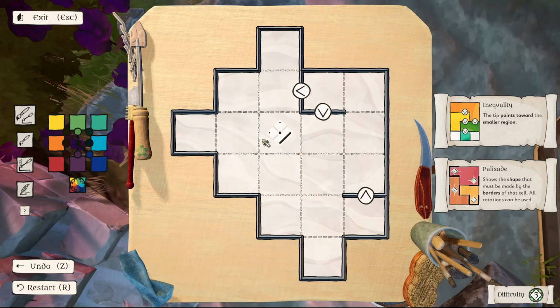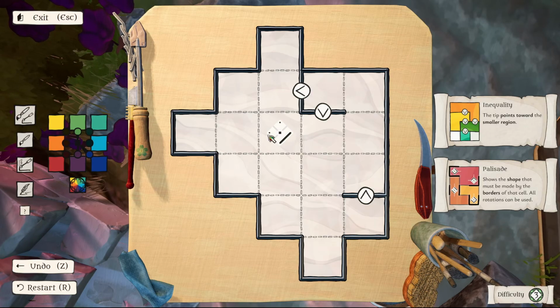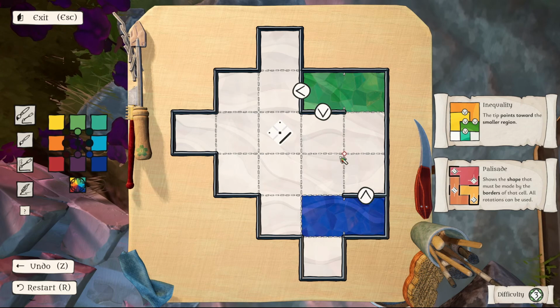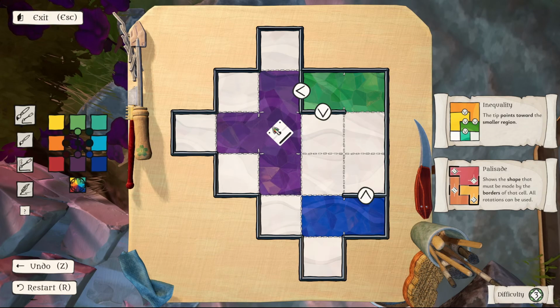Alright, let's go here. Difficulty 3. 26566. So, alright. Inequality and Palisade. This is less than this, and this is also less than that. Okay. So this is at least 2. So is that. What's going to happen here? Alright, so say these are joined. This is going to be at least 4. So that'd mean I'd need at least 5 here.